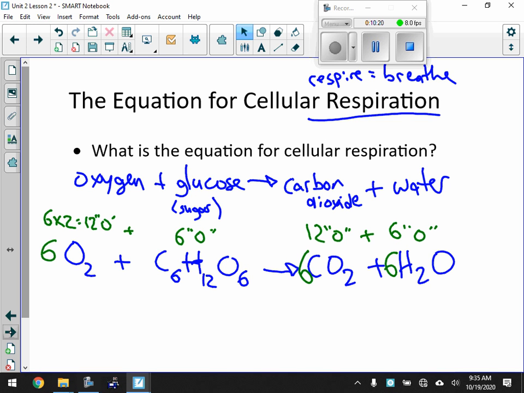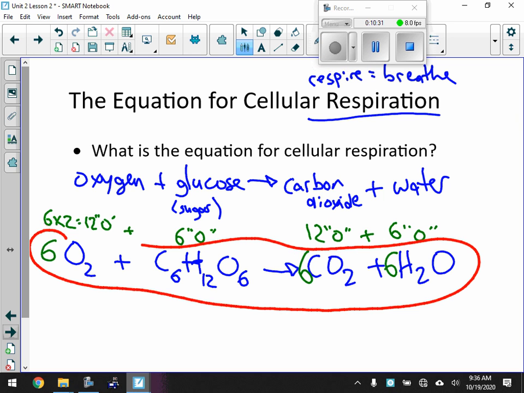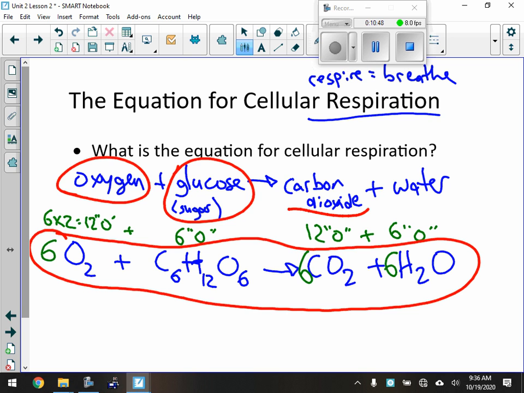The equation for cellular respiration looks a little something like this, and I would basically go down to this part right here. Or if you want, write out both parts. Oxygen and glucose, otherwise known as sugar, gives you carbon dioxide and water. What's another product of this that I didn't write there? Energy. And energy.